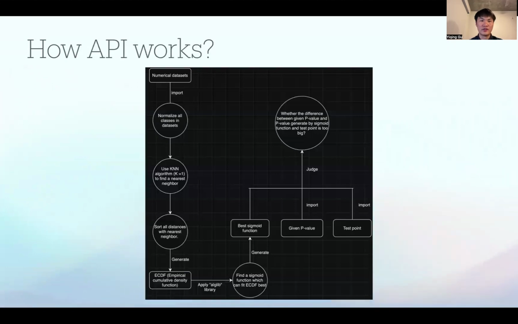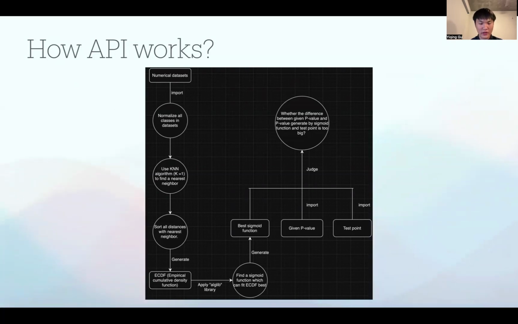Now it's time to describe how our API works here. So in this chart, we will have numerical datasets. We're gonna normalize all classes in datasets and then use KNN algorithm. These are all steps for processing datasets. And then we're gonna sort all distance with nearest neighbor and gonna generate ECDF.